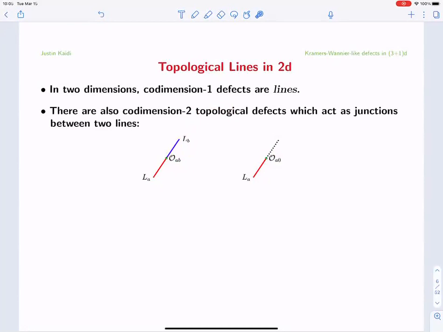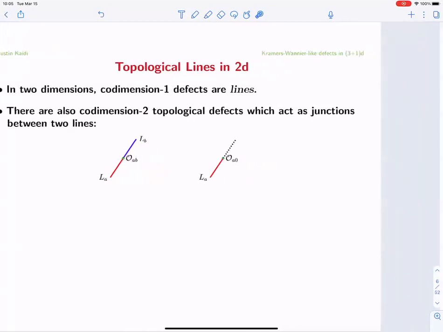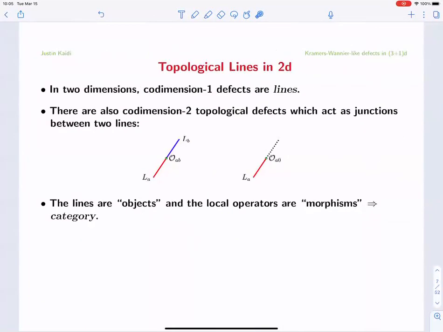Now, a useful language to talk about this is to think about the lines as objects and the local operators as maps between the objects, or morphisms. And this data of objects plus morphisms gives rise to the structure of a category.